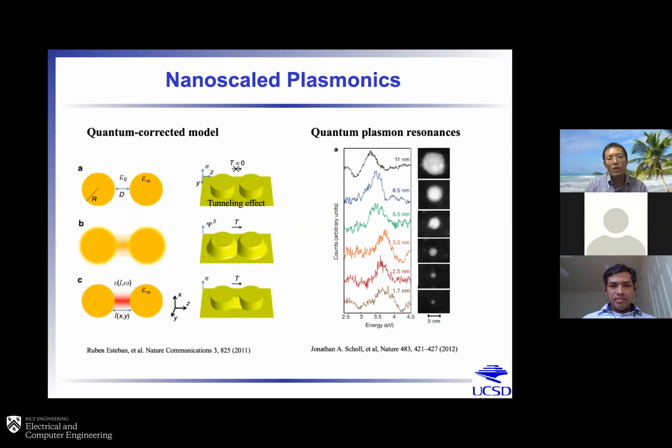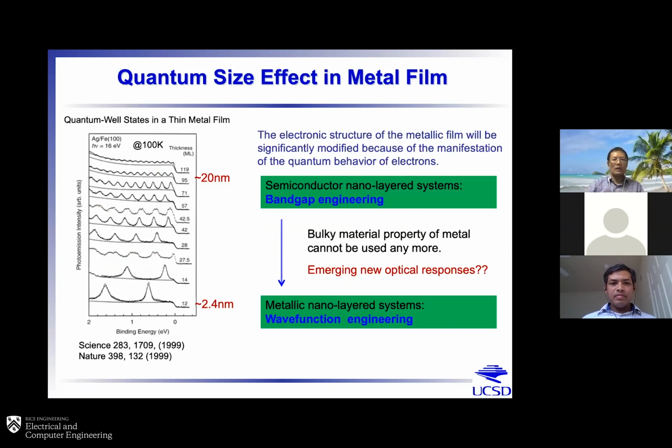But we mainly care about one thing. As you can see from our last topic, we are dealing with multilayers and shrinking the size smaller and smaller, so the thickness of the metal layer becomes very thin. When the metal layer gets very thin, we know the electrons inside the layer get quantized. This is very old, papers more than 20 years ago, on electron quantization in the metallic well.